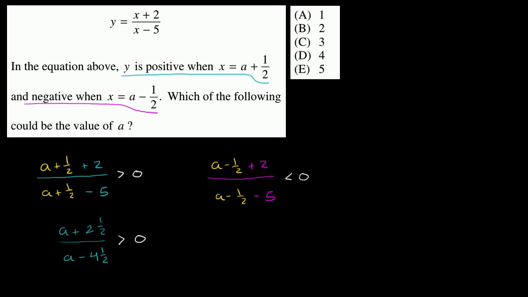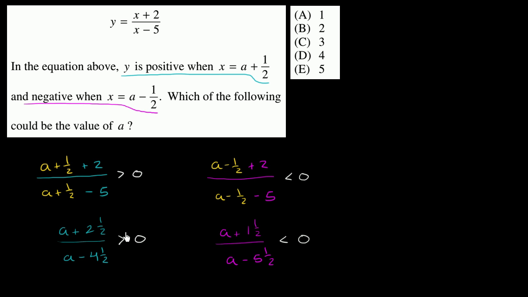Now, let's simplify this a little bit. A minus 1/2 plus 2, well, that's going to be a plus 1.5. And the denominator, a minus 1/2 minus 5, that's going to be a minus 5.5. And this is going to be less than 0. So now let's see if we can make a little bit of sense of this. All of our choices here are 1, 2, 3, 4, 5.